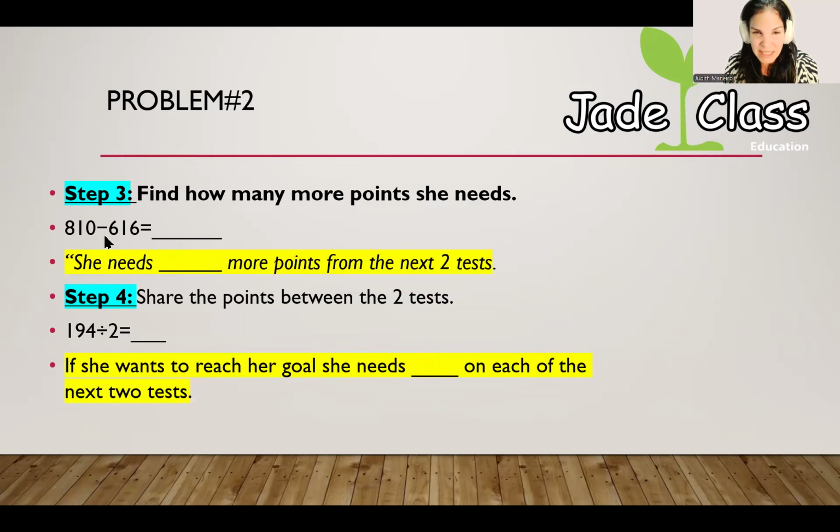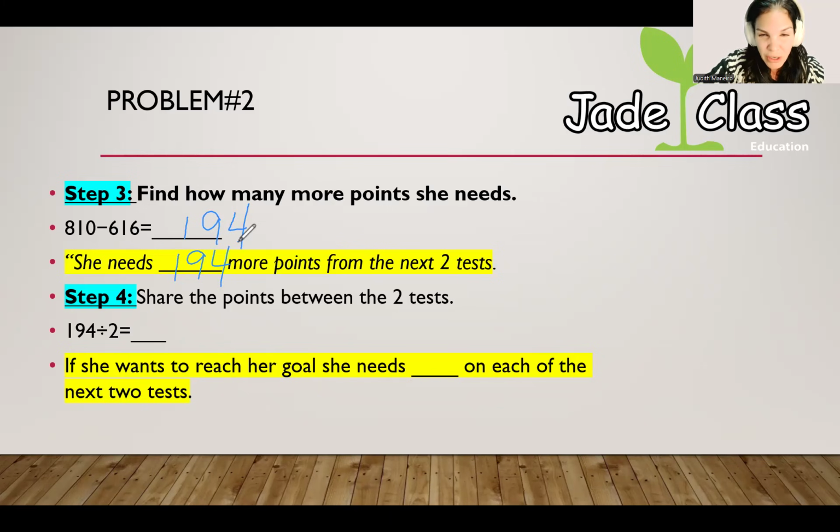So we're going to go to the next step, which is step 3. And we need to subtract the points. 810 minus 616. Go ahead and do the math and tell me how much is that? What is the answer? 810 minus 616 equals what? Go ahead and say it. 194. Excellent. So she needs 194 points from the next 2 tests.